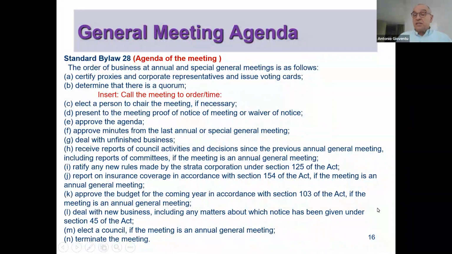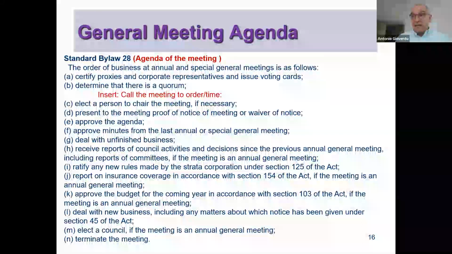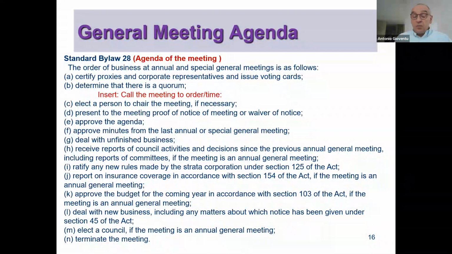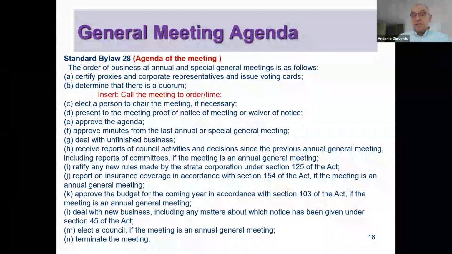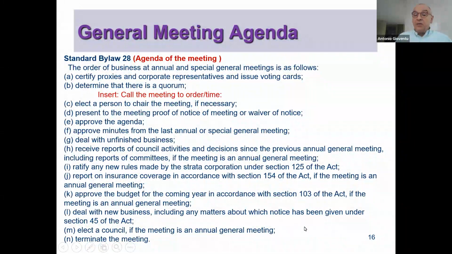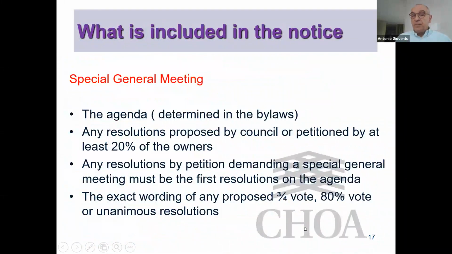We approve the budget for the coming year. We deal with new business. Now, new business is not items that people can add to the agenda at the meeting. New business is the items for which notice has been given under the Act. These are going to be resolutions, such as a special levy, new bylaw amendments, and those types of things. They have to be included with the meeting notice, and the wording of them has to be included. And then we elect a council if the meeting is an annual meeting, and we finally terminate the meeting.